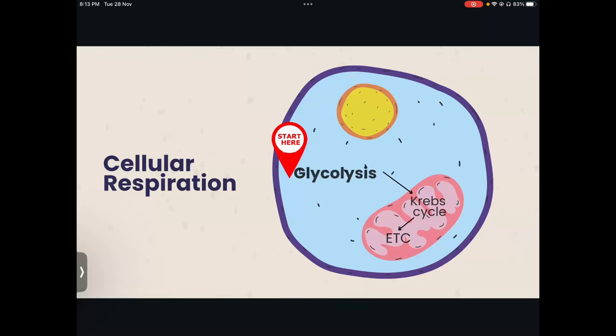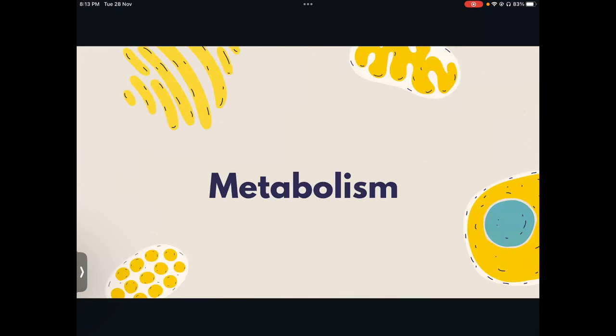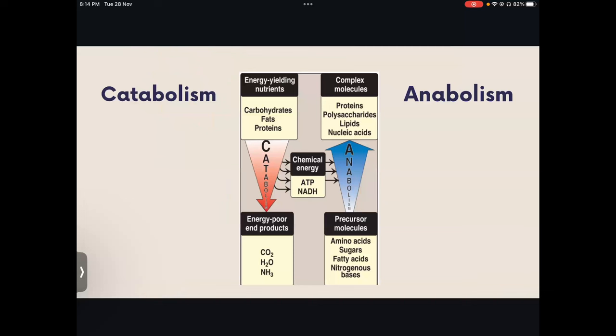Now, before we get into glycolysis, there are some basic concepts and basic definitions, the core of cellular respiration, that we need to understand. Before we begin with glycolysis, we need to understand the process of metabolism in general. So this is going to be a basic overview, an introduction to metabolism. Okay, so we have two metabolic activities that the cells undergo: catabolism and anabolism.